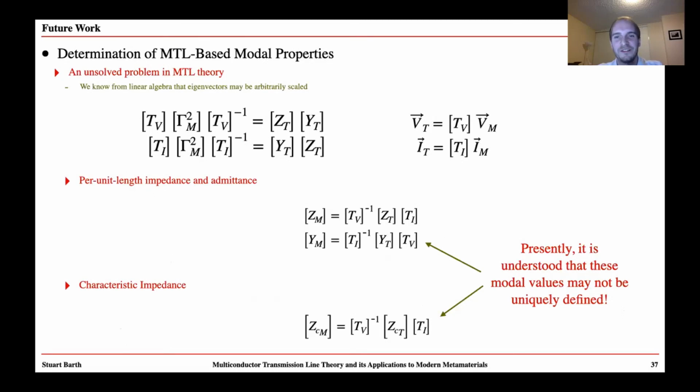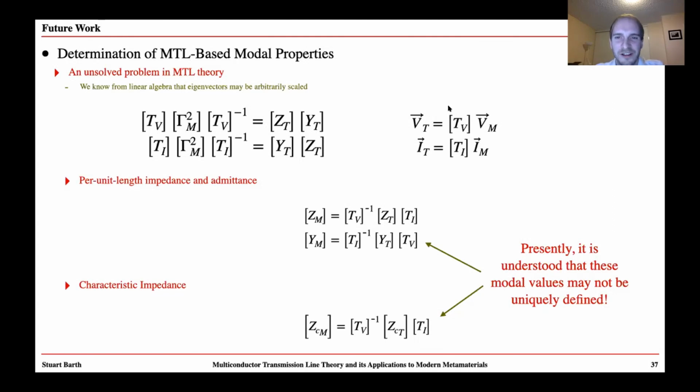So one of the interesting facets of multi-conductor transmission line metamaterial Bloch modes is that they contain their own modal properties, right? But one thing I haven't mentioned is that there is actually an unsolved problem in multi-conductor transmission line theory, which is how we determine the properties other than dispersion or propagation of these multi-conductor transmission line modes. And specifically, this comes about as a result of the fact that we know from linear algebra that the eigenvectors, these matrices TV and TI, the columns of these matrices may be arbitrarily scaled, right? That comes straight out of linear algebra.